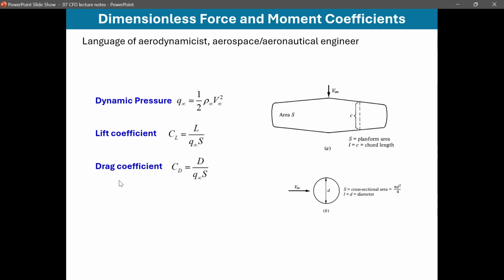And the drag coefficient is calculated by dividing the drag force by the dynamic pressure multiplied by the area, the span area that's exposed to this movement of air. Okay?